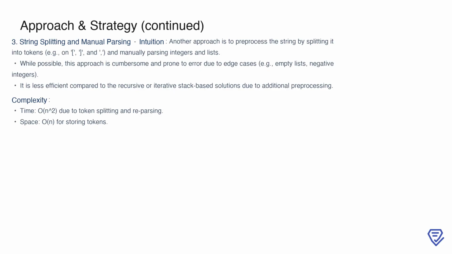In terms of complexity, the time required is O(n squared), as splitting the string and reparsing the tokens involves additional passes over the data. The space complexity is O(n) for storing the tokens. Overall, this approach is neither efficient nor reliable for this particular problem.